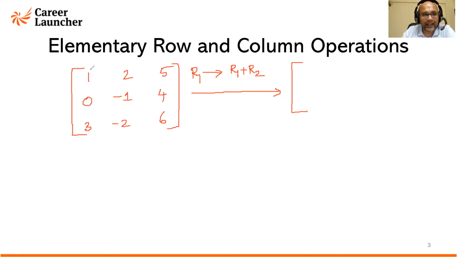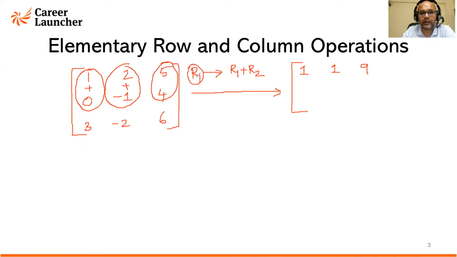So 1 and 0 will be added and I'll be writing 1 plus 0 is 1. 2 and minus 1 will be added. So 2 plus minus 1 is again 1. 5 plus 4 will be added. 5 plus 4 is 9. Now remember, this is only for row 1, which means row 2 will be as it is. So 0, minus 1 and 4 will remain as it is. 3, minus 2, 6 will remain as it is. This is addition of rows.